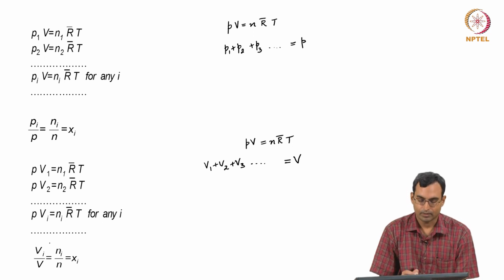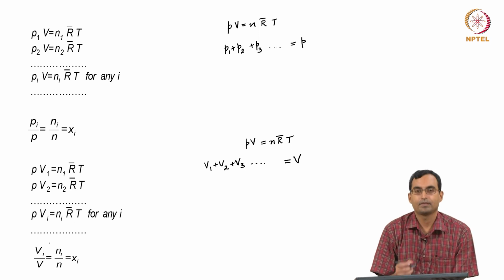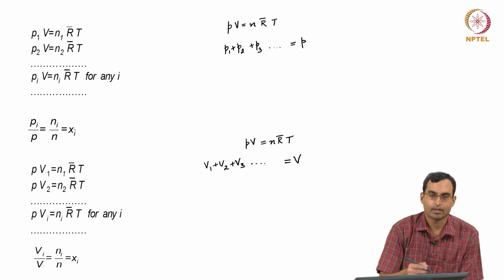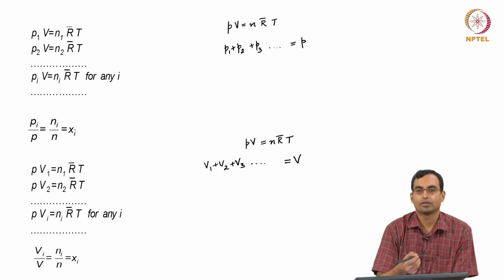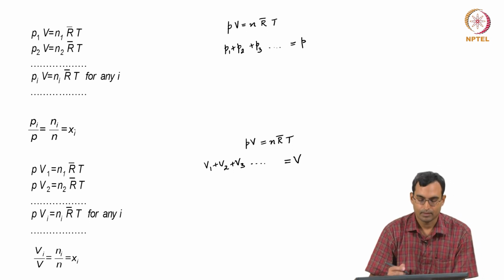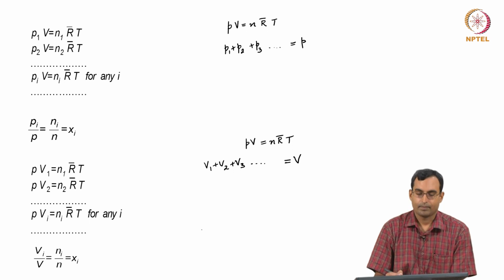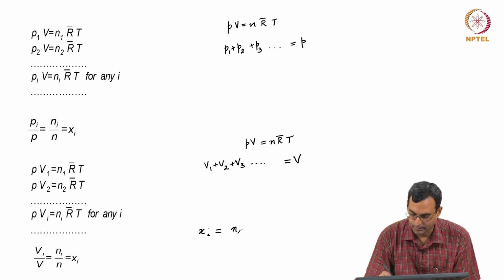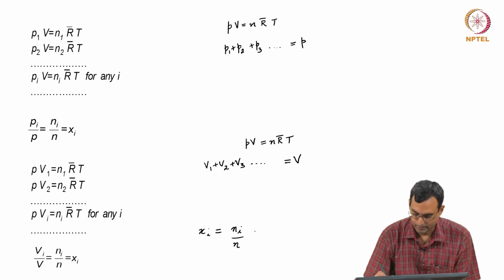But according to this model, the ratio of individual volume to the total volume is the mole fraction. In this case, according to this model, the ratio of the individual pressure to the total pressure is the mole fraction. So, the mole fraction generally xi is given as Ni by N.